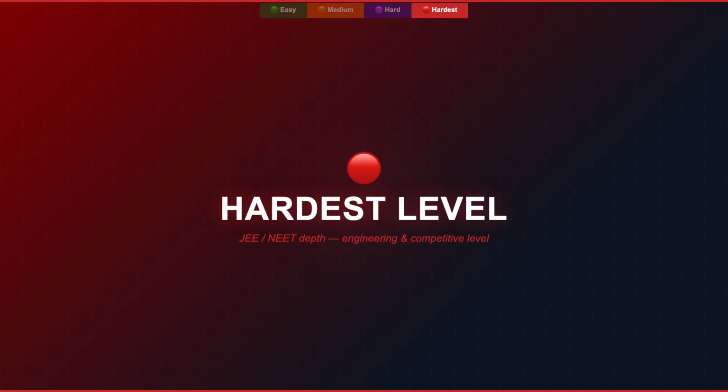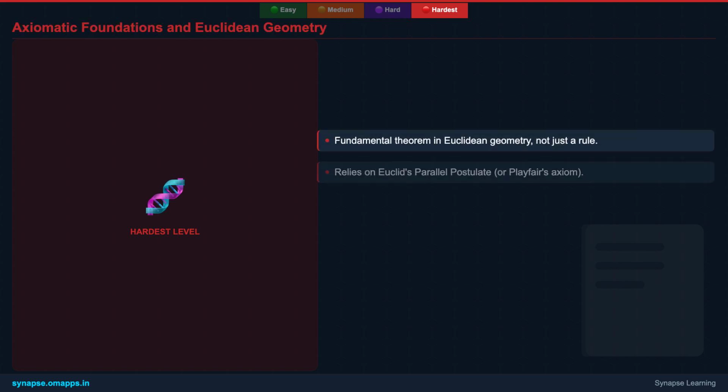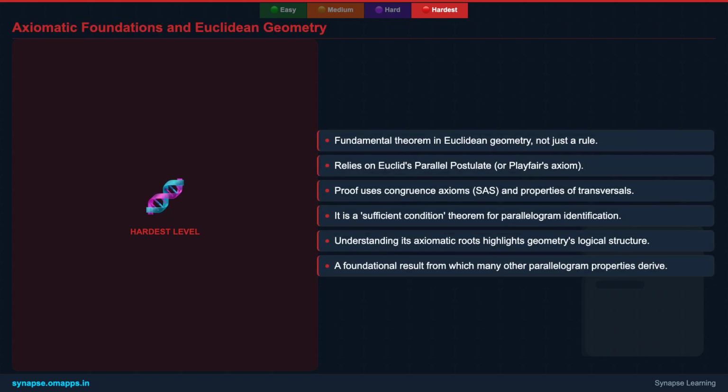Welcome to the hardest level, where we'll explore axiomatic foundations, advanced applications, and competitive insights. At this level, we appreciate that this theorem is not just a rule, but a fundamental result rooted in the axiomatic system of Euclidean geometry. Its proof relies heavily on Euclid's parallel postulate, which underpins the behavior of parallel lines.